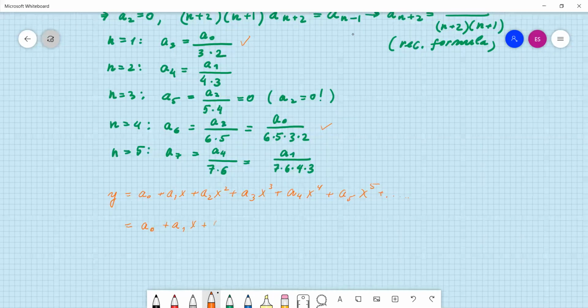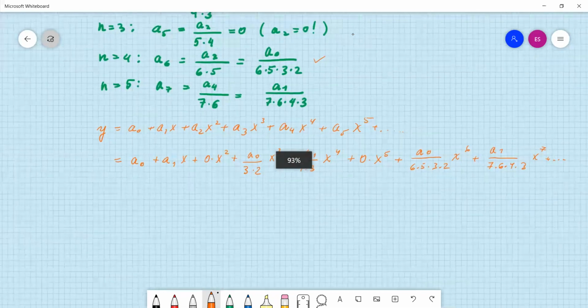But I do know A2. A2 equals 0. And I do know A3. A3 is A0 over 3 times 2 x cubed. And I know A4, it's A1 over 4 times 3 x to the power of 4. And I know that A5 is actually 0 again. And by the way, I know A6 actually. A6 is A0 over 6, 5, 3, 2 times x to the power of 6, and I do know one more: A1 over 7, 6, 4, 3, x to the power of 7, and then other terms.